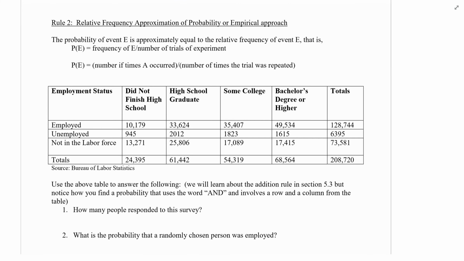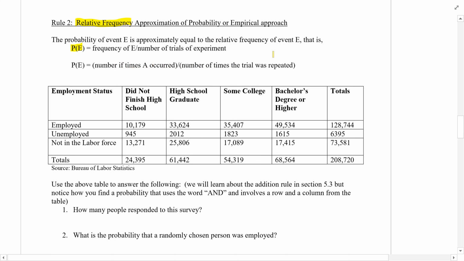The second rule of probability is relative frequency approximation. So I can use the relative frequency. Relative frequency, we will learn that in chapter 3, is equal to the frequency over the total number of times, right? So here, P of E, you can write that way. If E is equal to the relative frequency of the event, then P of E is equal to the frequency of E over the number of trials of the experiment. You can also think of it as the number of times A occurs over the number of times the trial is repeated. I think of it that way.